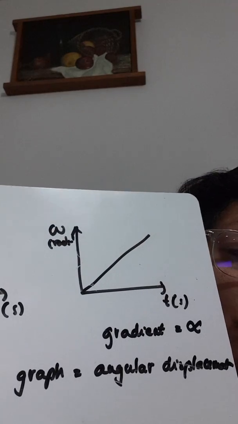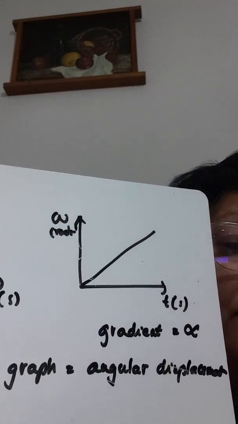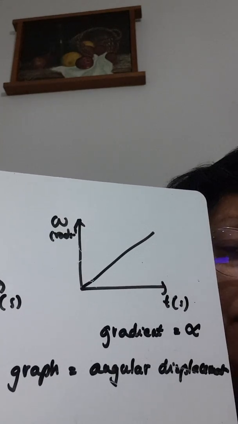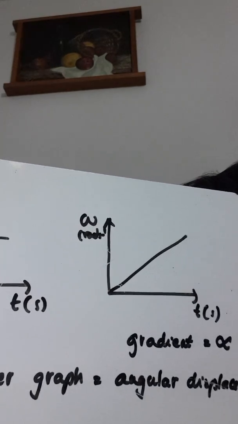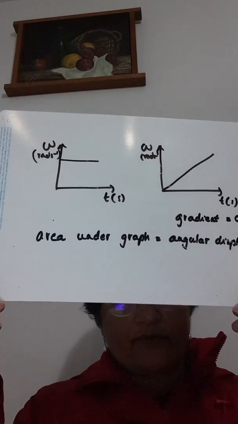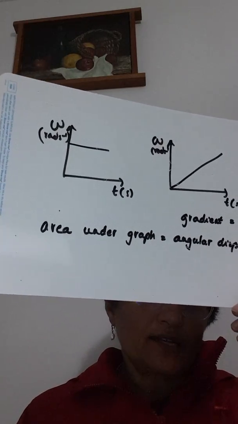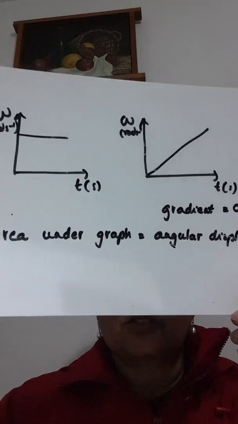We can also get one other piece of information from the angular velocity-time graph, and that is the area under the graph gives us the angular displacement. So it depends on the shape of the graph. You could have length times height, or if it's a triangle, you get half base times height. So you've got to use the actual formula for that.